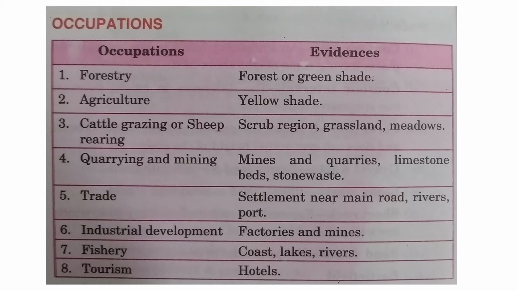Fourth one is quarrying and mining. Mines and quarries that is found, limestone beds, stone waste. These are all seen in the survey sheet. Next one is trade: settlement near main roads, rivers or ports. Industrial development, the evidence will be factories and mines. For fishery, it is coast, lakes, rivers. Tourism, it is hotel.